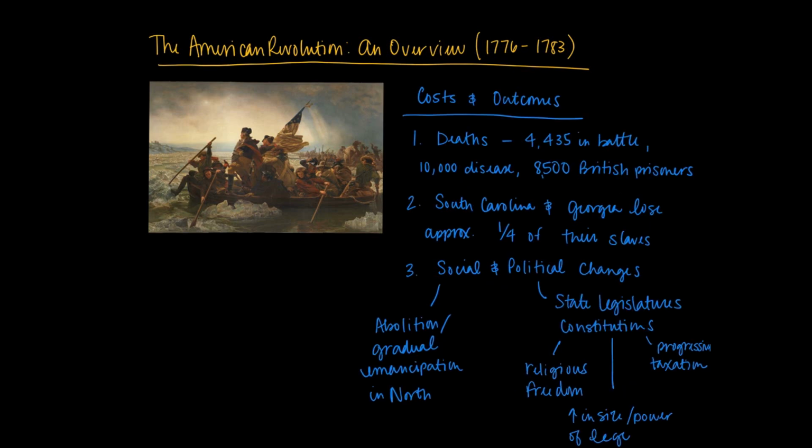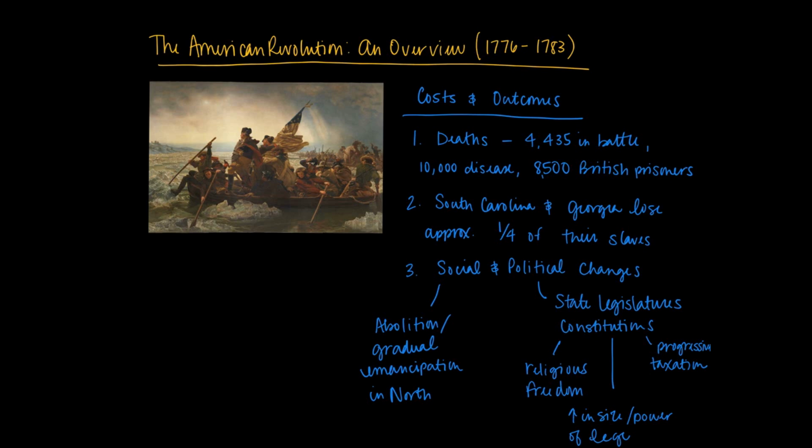So let's talk a little bit about the costs. Anytime you have war, you're going to have casualties, you're going to have deaths. There's a human cost. For the colonists, we lose around 4,435 people in battle. You're looking at about 10,000 people who die of disease, and about 8,500 colonists die in British prisons as prisoners of war. In South Carolina and Georgia, they're going to lose about a quarter of their slaves who escape to fight for the British or just escape to freedom.